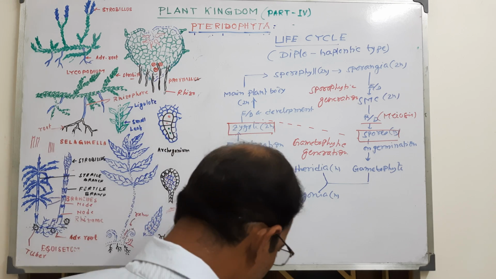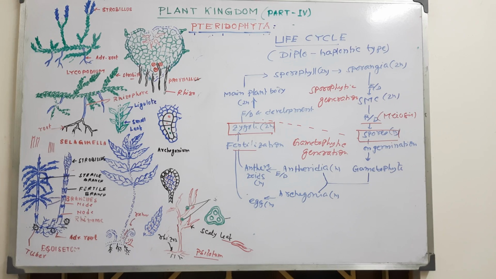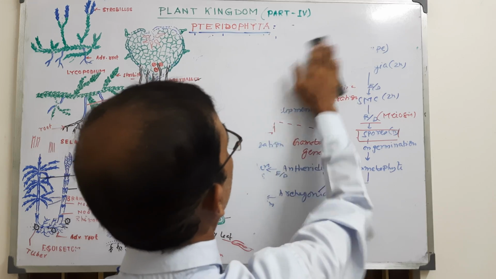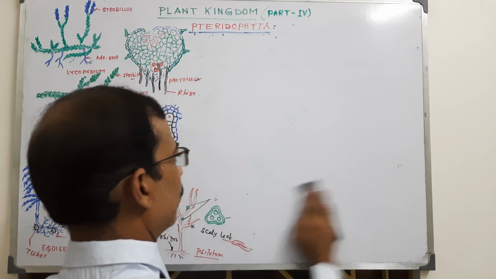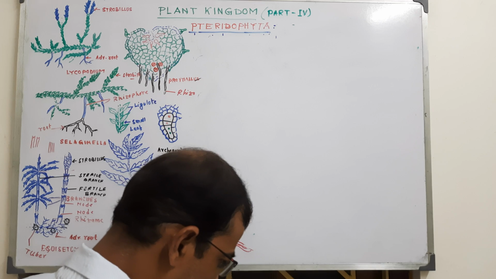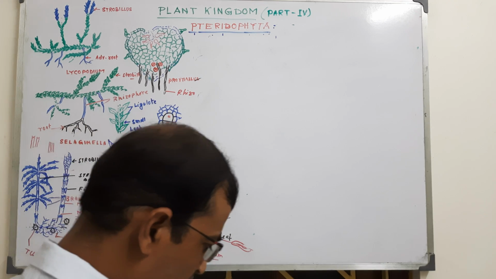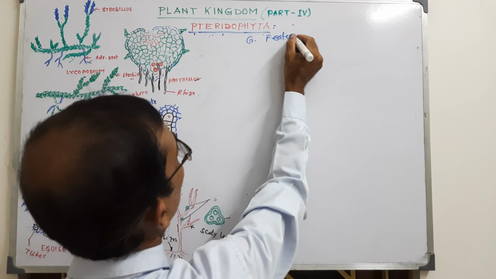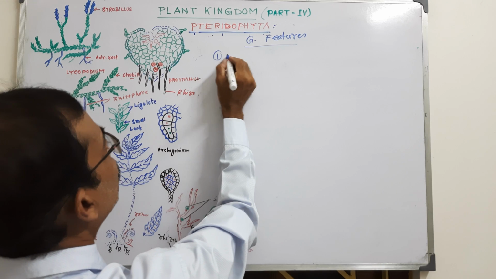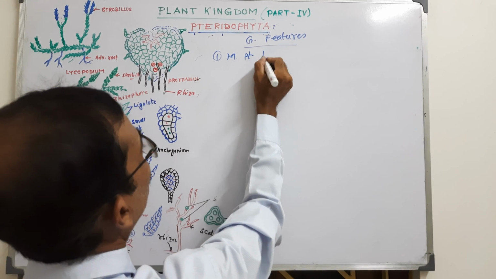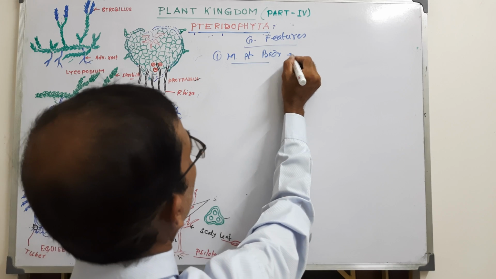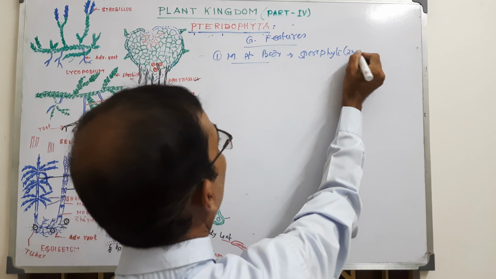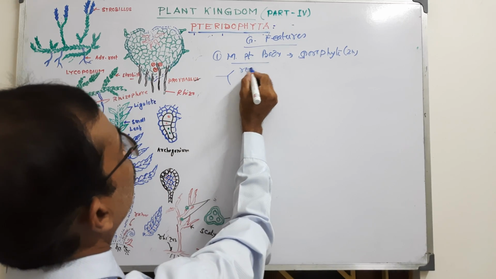Next, about general characteristics in short. Already I have discussed a lot. Now about their general features at a time. General features in brief. Number one, main plant body, sporophyte. Main plant body is sporophyte, diploid, and it consists mainly of root, stem and leaf.